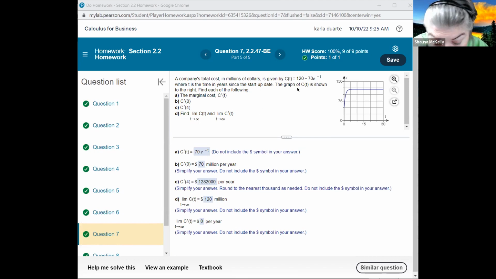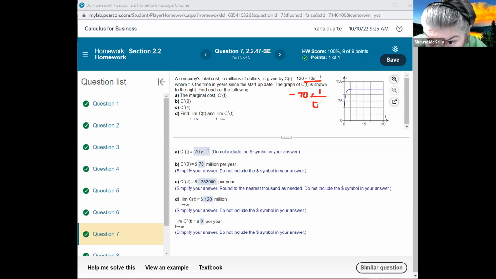Now, why is that? Well, here, let me annotate this. We can see that as t goes to infinity, it's approaching this line. What's happening to this term? Well, this is negative 70, right? And e to the negative t would probably be easier for you to see if you write this as 1 over e to the t power.